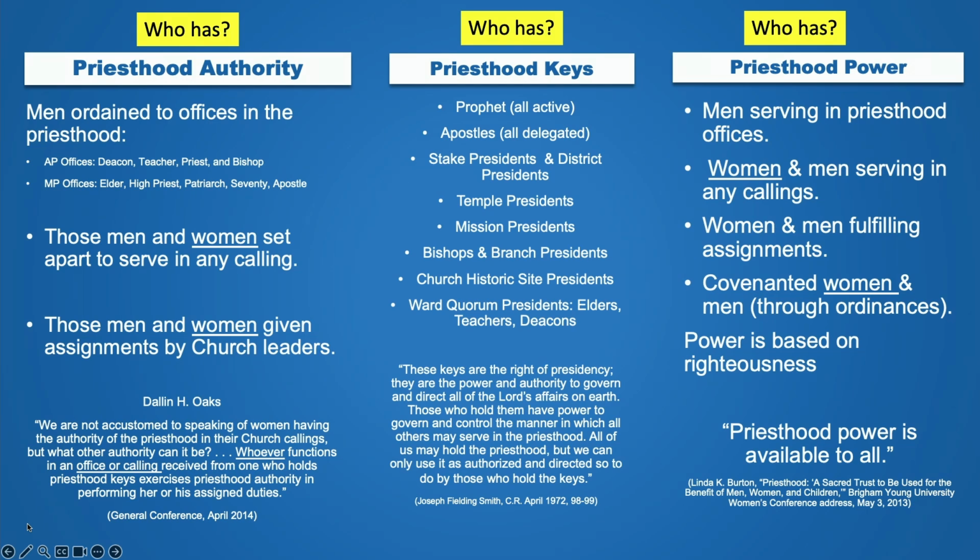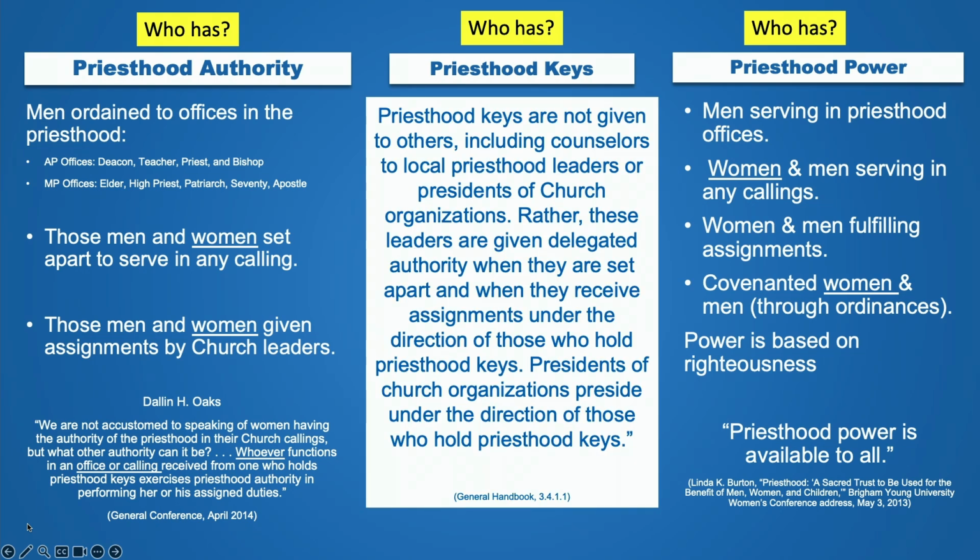Now, one clarification I want to add is about other presidents of other organizations. For example, the Young Women's president or the Relief Society president or the primary president. They're not on this list of keys, and there's a reason for that. And so let's see what the handbook has to say.